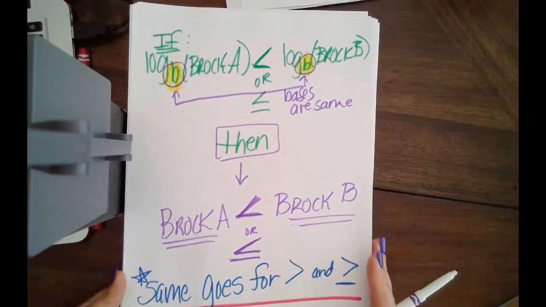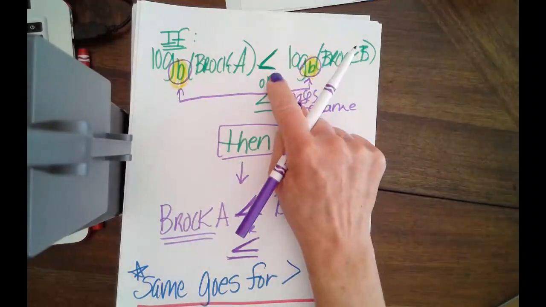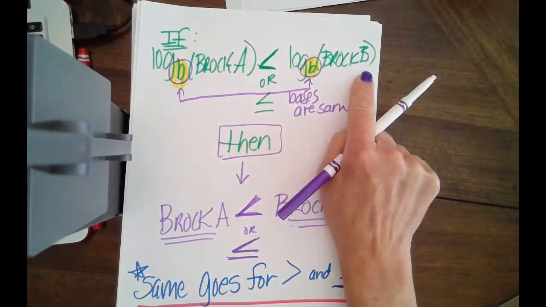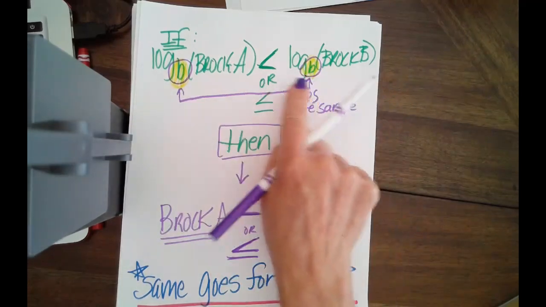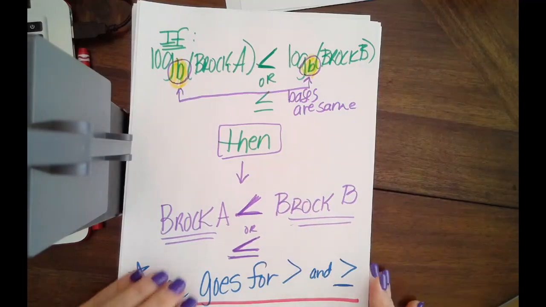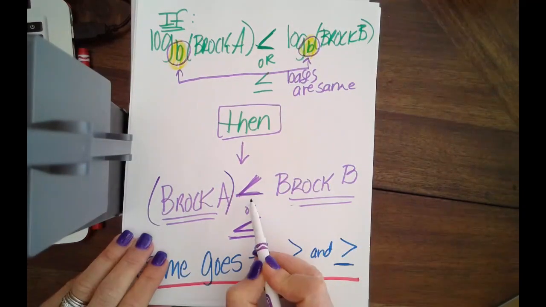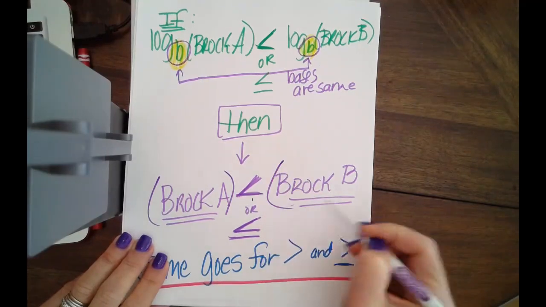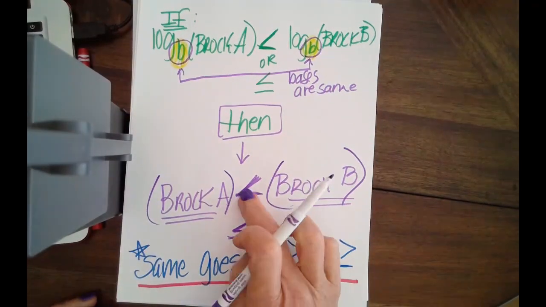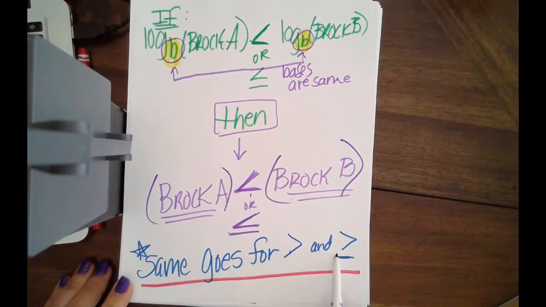For example, log base b of block A is less than, or could be less than or equal to, log base b of block B. The bases have to be the same, just like we did before. But instead of an equal sign, we have an inequality. Then you're going to have your block A less than or equal to your block B. It's the same thing we did with equations when we had an equal sign here. Now we've got inequalities. The same goes for greater than and greater than or equal to.